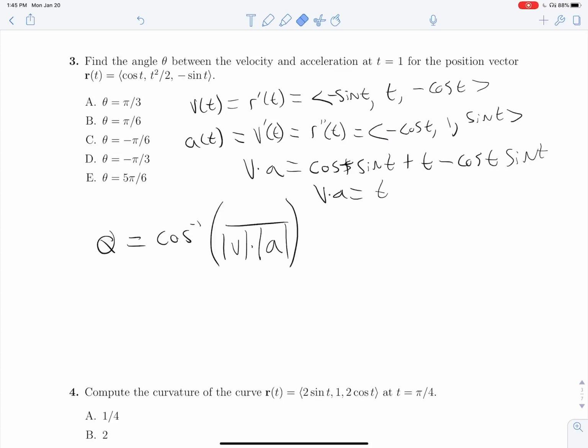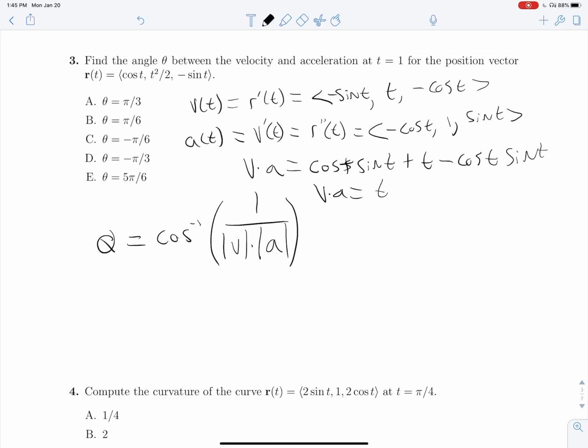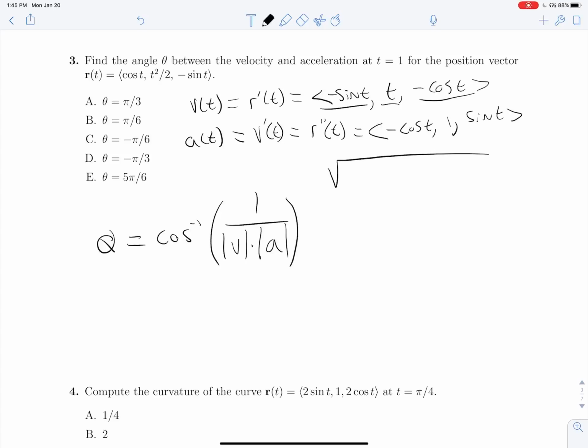And so we can go in here and replace our numerator with t, and we know that we're dealing with t equals 1. So we have 1 there. Now finally, magnitude v times magnitude A. The magnitude of v is just going to be the square root of sine squared t plus t squared plus cosine squared t. So let's write that out. Sine squared t plus cosine squared t plus t squared, where all of this will simplify down to 1. Okay, so we're left with the square root of 1 plus t squared.